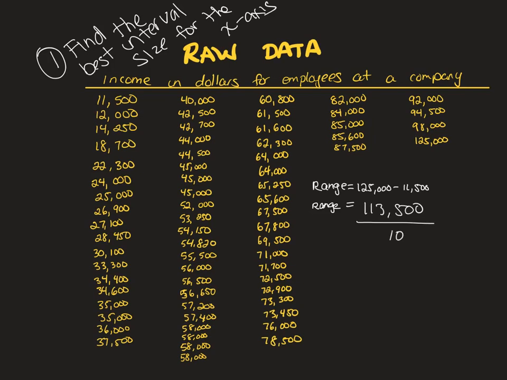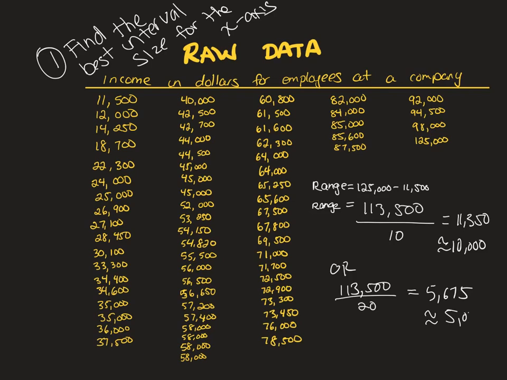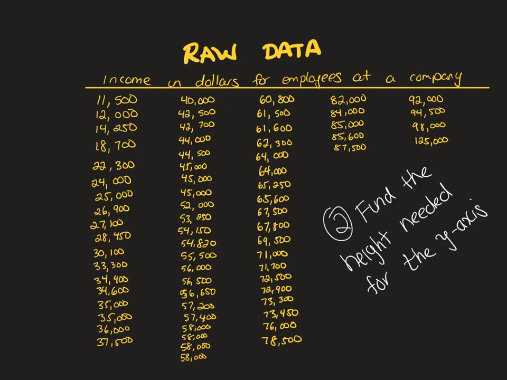If we wanted to use that to try to create approximate intervals, we could divide this by 10 or 20. I'll start with 10. When we divide by 10, we get an approximate interval size of 11,350. That's pretty close to 10,000, which would be an easier or more intuitive number to count in. If I divide by 20, I get 5,675. This one's pretty close to the interval of 5,000. So my two options are to use $10,000 intervals or $5,000 intervals. Let's go with the 10,000.